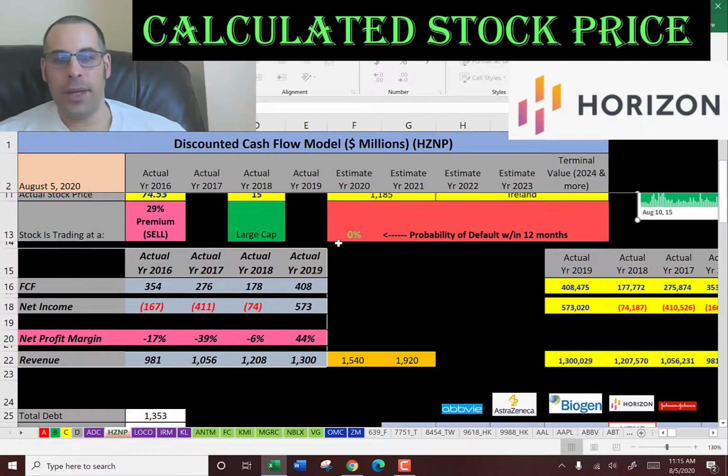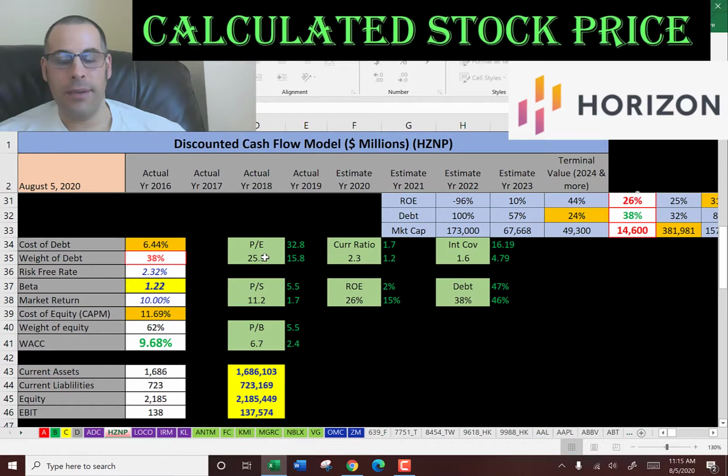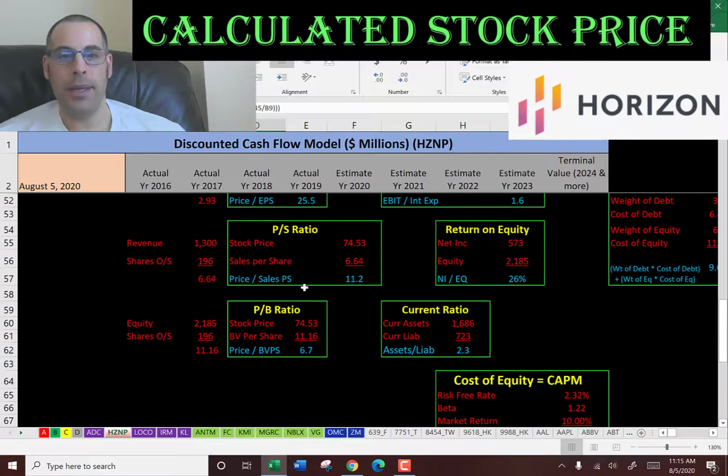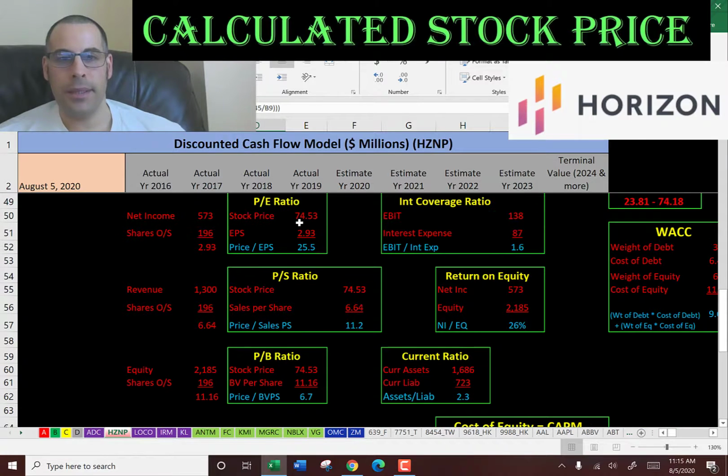Let's look at the financial ratios to see if we get more information. They have a bad PE, a bad price to sales, and a bad price to book. So PE is stock price over earnings per share, and to get earnings per share, that's net income over shares outstanding. And they have a PE of 25. I like to see below 15. This indicates investors are willing to pay $25 for $1 of earnings.